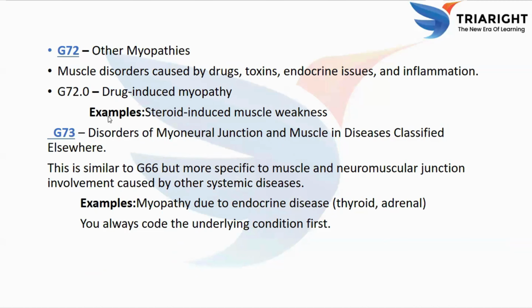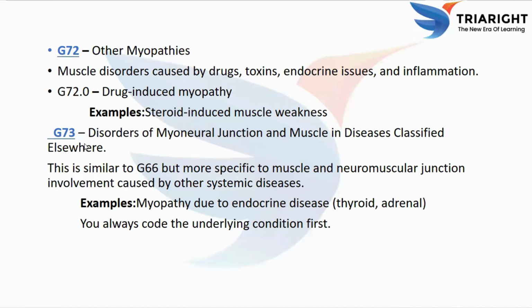So G72 includes the muscle disorders caused by drugs, toxins, endocrine issues, and inflammation. For example, G72.0 is a subcode for G72. It is drug-induced myopathy. This means the muscle weakness is caused by a medication. Drug means medication, right? For example, steroid-induced muscle weakness. This is from long-term corticosteroid use. Whenever you use long-term corticosteroids, you can experience steroid-induced muscle weakness. Weakness caused by alcohol or smoking can also be coded under G72.0.